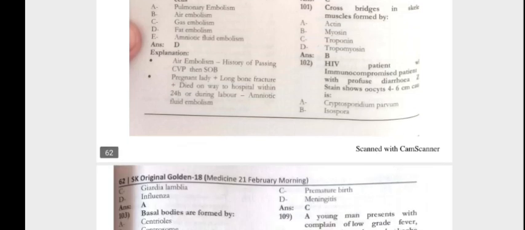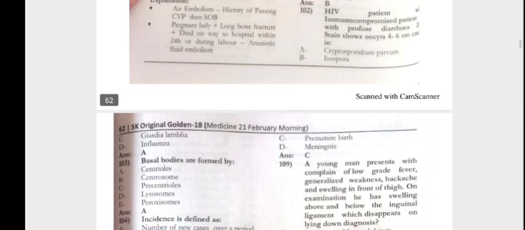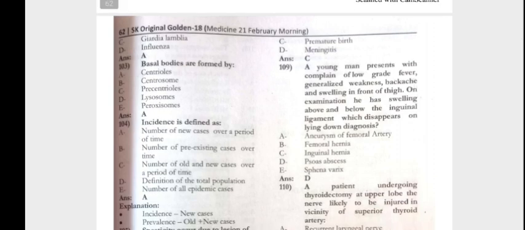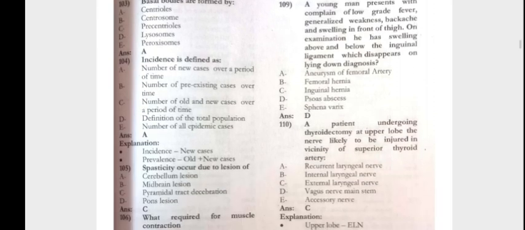The HIV patient, immunocompromised, with profuse diarrhea. Resistant oocyte 4 to 6 microns, that is the Cryptosporidium parvum. Basal bodies are formed by the centrioles. Incidence is defined as the number of new cases over a period of time.